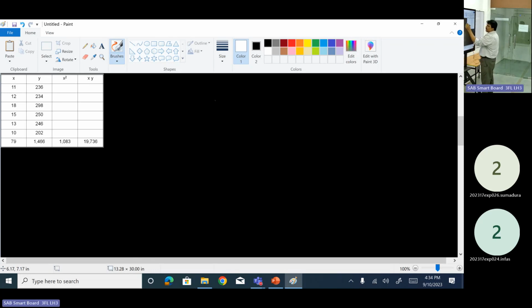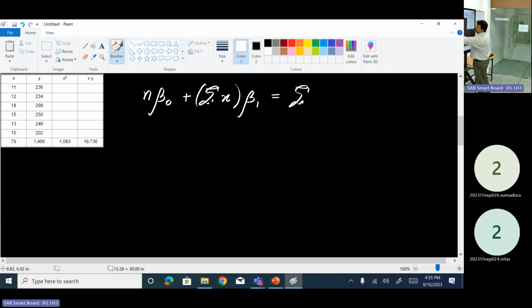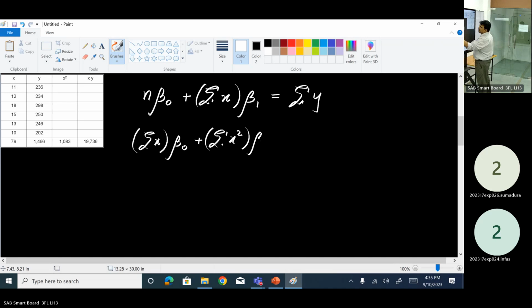The two normal equations we have: n beta naught plus sigma x beta 1 equals sigma y, first equation. Second equation is sigma x beta naught plus sigma x squared beta 1 equals sigma xy. Now what we can do is plug in the values.